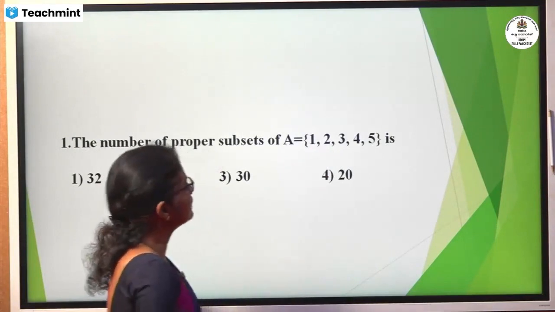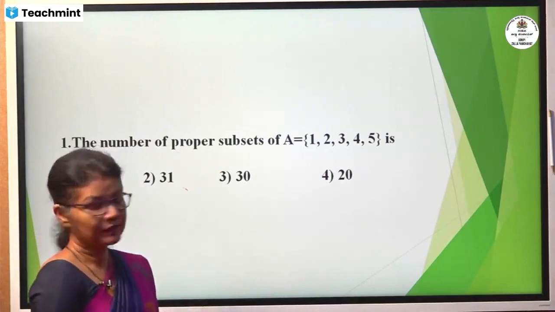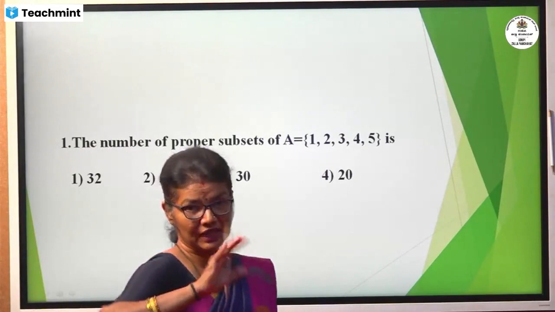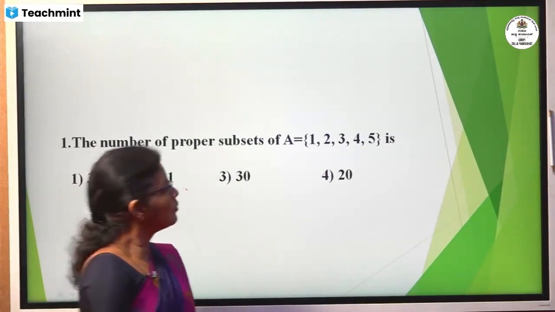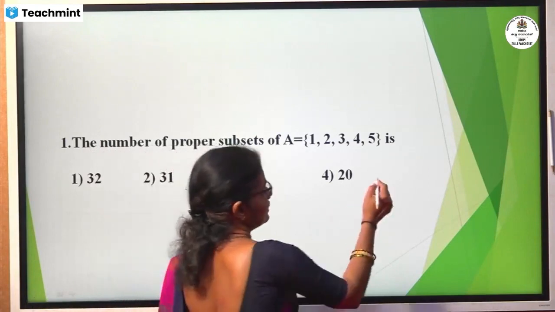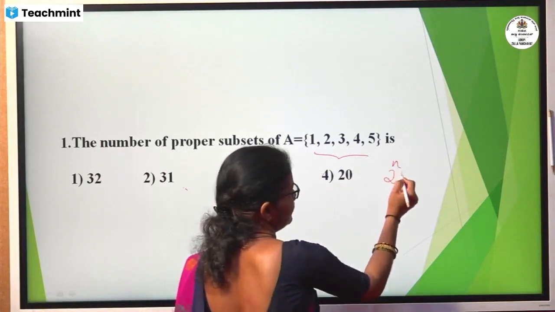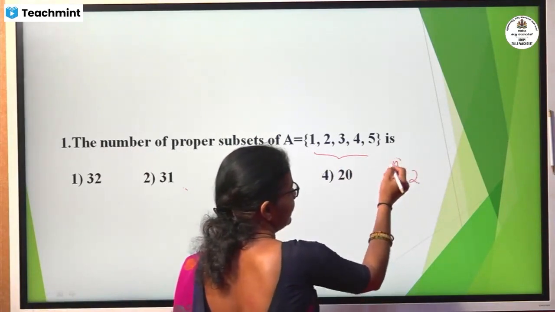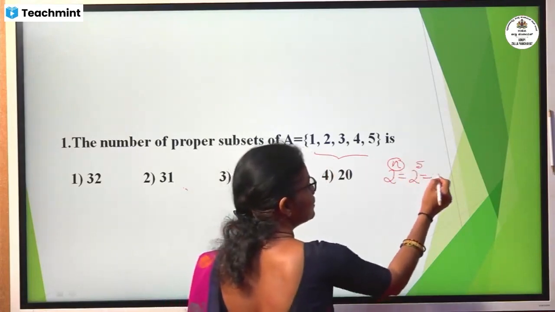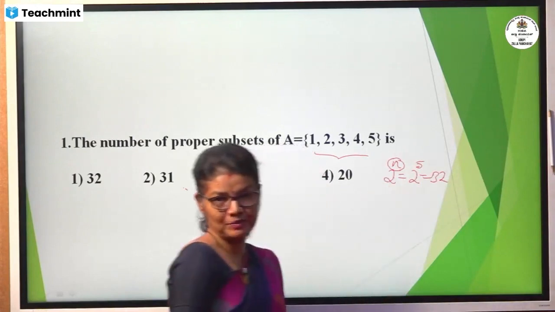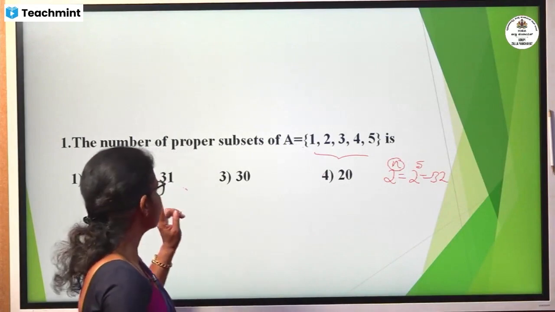Now observe here. The question is on proper subsets, so let us recall the types of subsets. One is proper subset, another one is improper subset. For any set, here with 5 elements, the number of possible subsets is 2 to the power n, where n is the cardinal number of A. Now it is 5, so it is 2 to the power 5, so we can write 32 subsets. In that, you have to consider only the proper subsets.